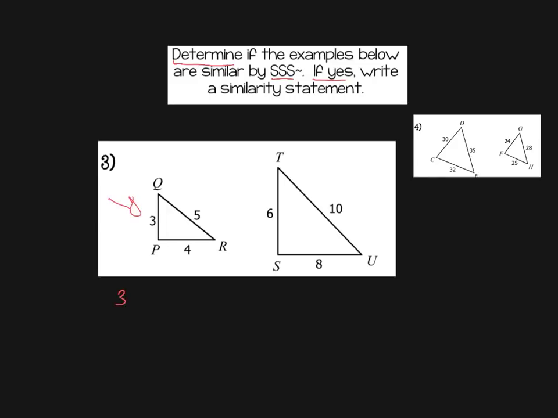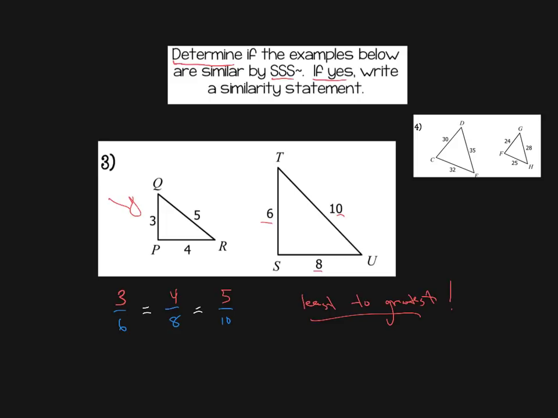So we have 3, and then we have 4, and then we have 5. That was from least to greatest side length. I put them in order. Now, if they are proportional, it must go from least to greatest on this larger triangle. So 3 would correspond to 6, 4 would correspond to 8, and 5 would correspond to 10. So the question is, are these in proportion to each other?